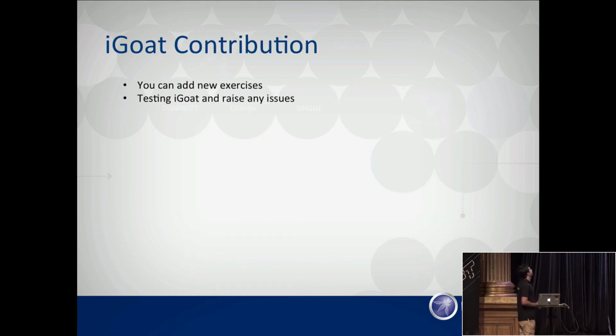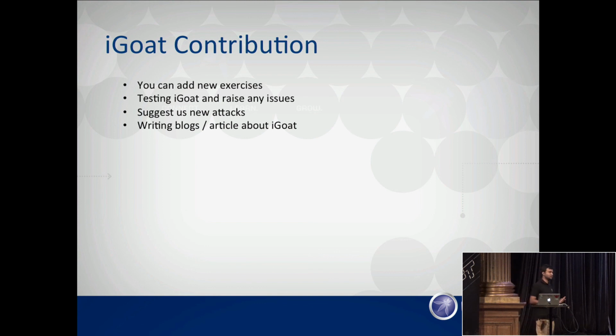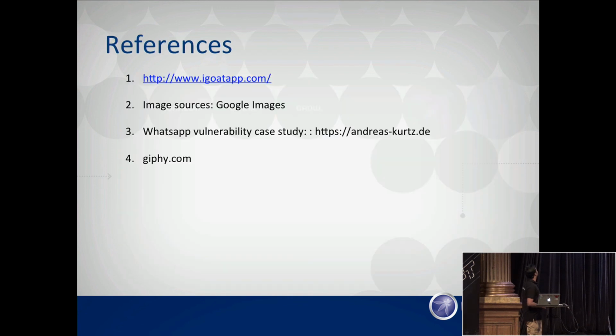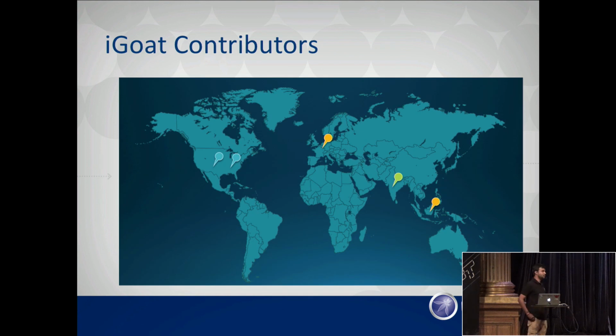You can also contribute to iGoat. It's an open source project. You can add new vulnerabilities, and if you find any cool vulnerability, you can let us know. These are the references, and we have contributors from all over the world. I'm just the front face for this project, but there are multiple people working on it and continuously contributing.